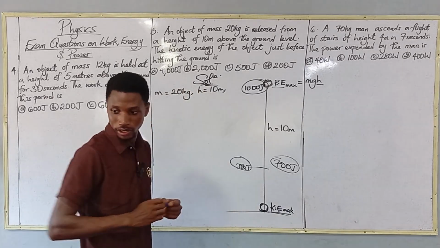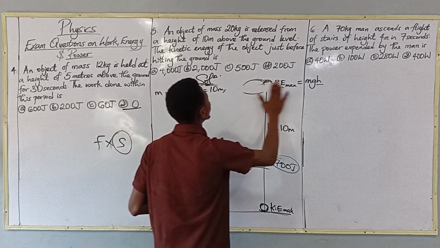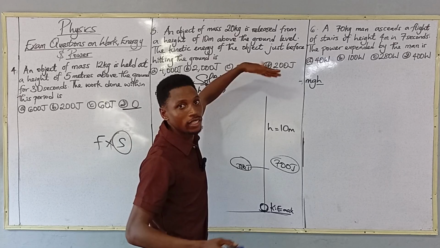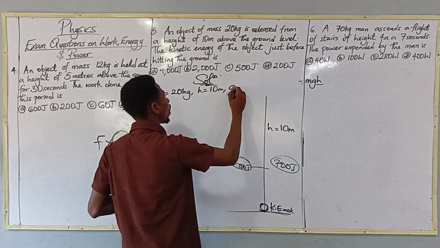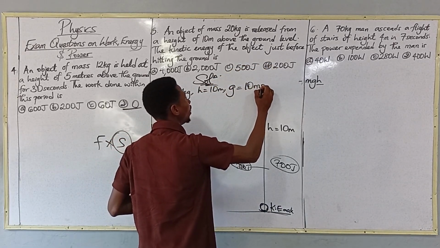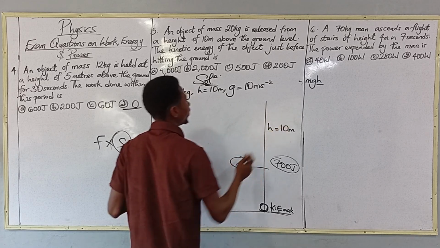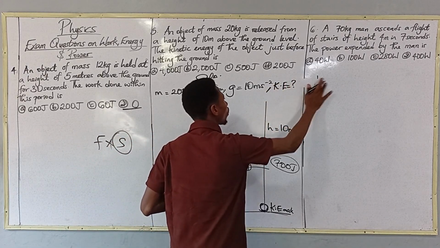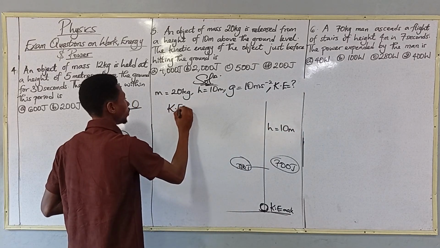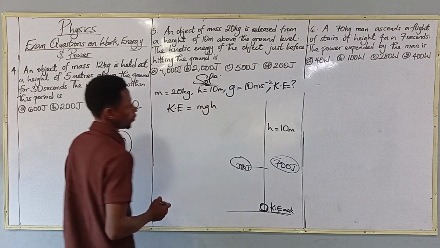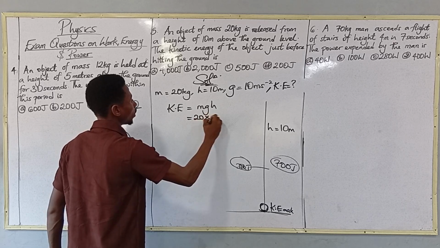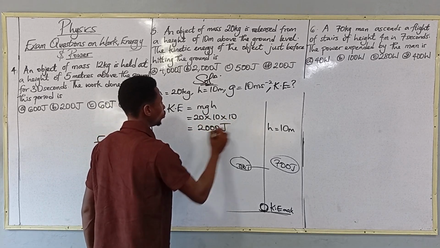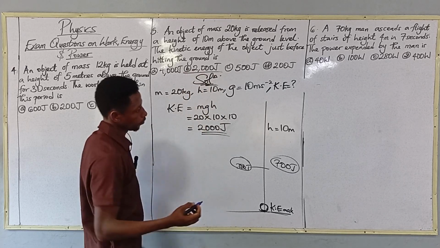So using this knowledge, we can simply say the kinetic energy of the object just before reaching the ground is the same thing as the potential energy before it was released. So we are going to be using mgh to find kinetic energy instead of half mv squared. So kinetic energy is mgh. That is 20 times 10 times 10. And that should be 2000 joules. And the answer is B.